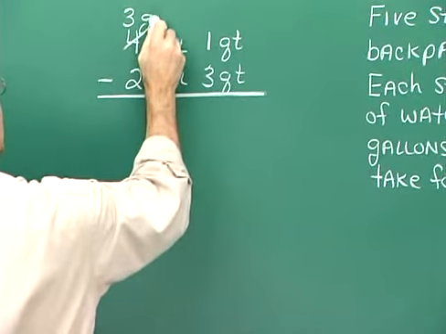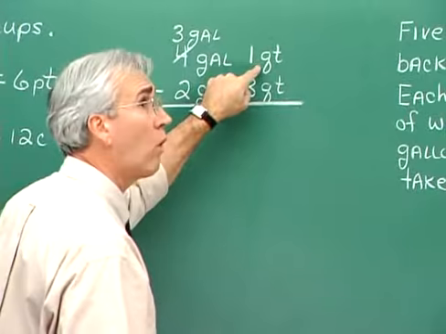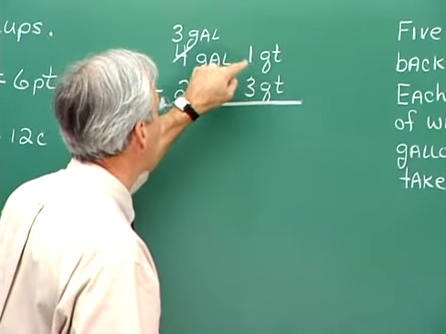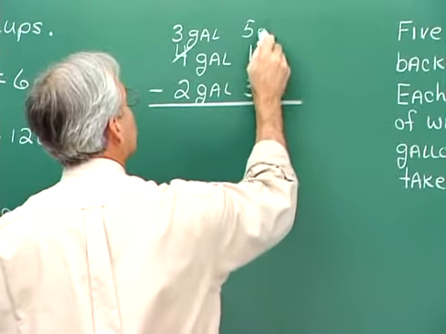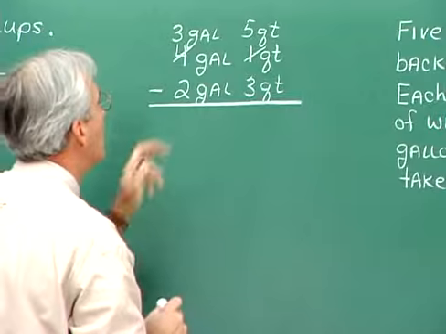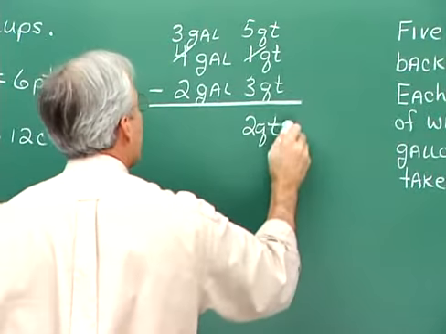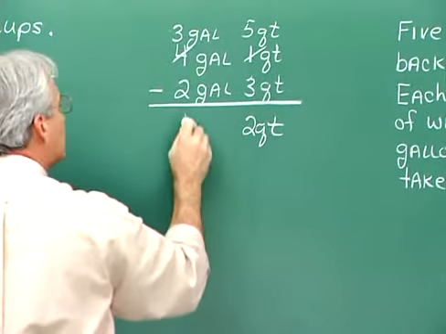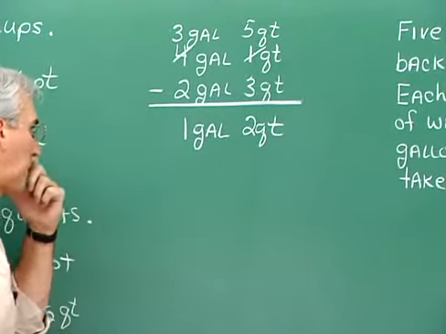So we're going to borrow 1 gallon, and once we borrow from the 4, it becomes 3. So we're left with 3 gallons. Now the 1 gallon that we borrow is really 4 quarts. So add the 4 quarts with the 1 quart we already have, and we have 5 quarts. Now we can subtract. 5 quarts minus 3 quarts, 2 quarts. 3 gallons minus 2 gallons, 1 gallon. So 1 gallon, 2 quarts.